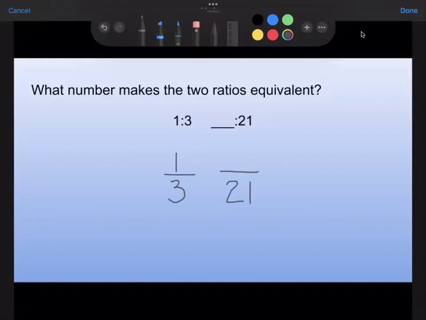Now I'm going to look, and since I have both bottom numbers, that's what I'm going to analyze to figure out how we took 3 and turned it into 21 using multiplication or division. The answer to that would be to multiply it by 7. So that's what I'm going to do to the top to find the equivalent number. 1 times 7 is 7. So 7 is the missing number that would make these two ratios equivalent.